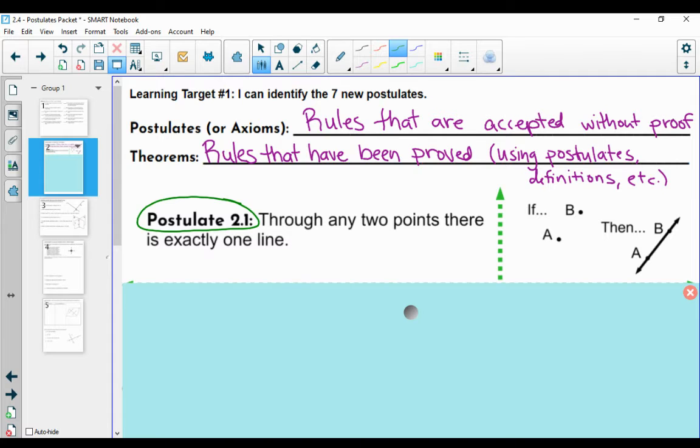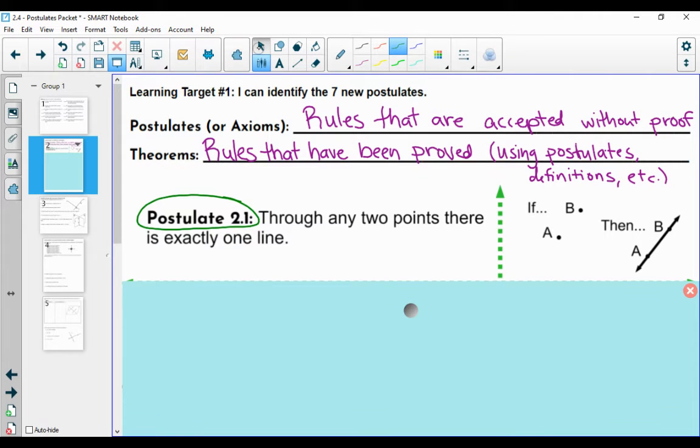So if I said through any blank, there is exactly one line, you should know that that blank is 2 points. And then I just got a picture showing us that if I have 2 points, then there's a line that I can draw between them, and I really only have one choice for a line to connect those 2 points.